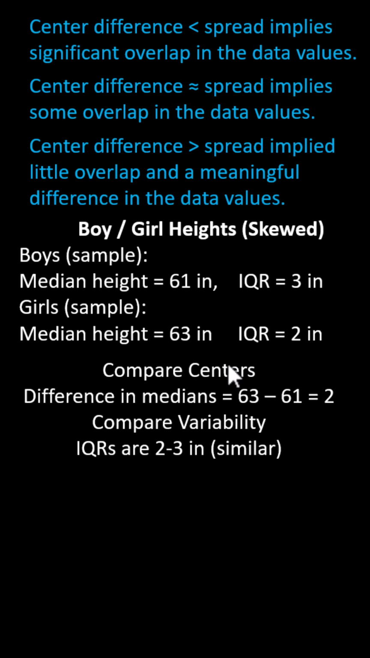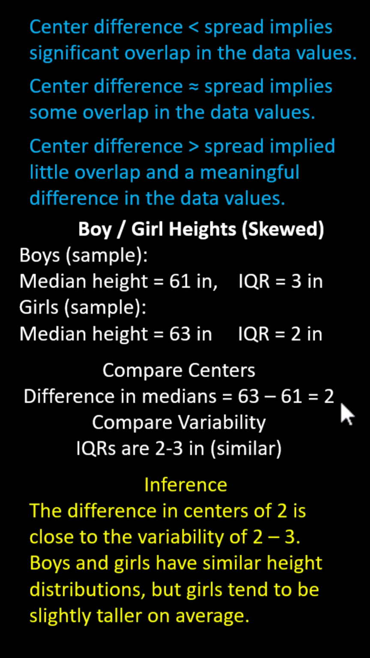To compare the centers, we find the difference in the medians. 63 minus 61 is 2, and for the variability, the interquartile ranges are from 2 to 3. Notice the center difference and the spread or variability are somewhat close to each other, which implies some overlap in the data values. For the inference, we will state the difference in centers of 2 is close to the variability of 2 to 3. Boys and girls have similar height distributions, but girls tend to be slightly taller on average because the median height for girls is larger than the median height for boys.